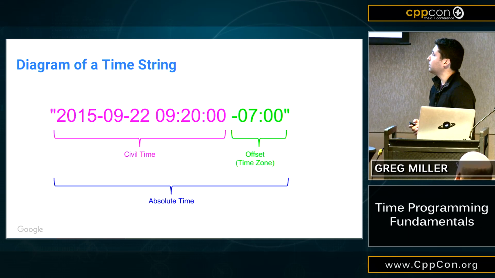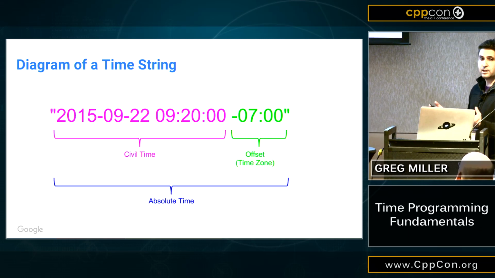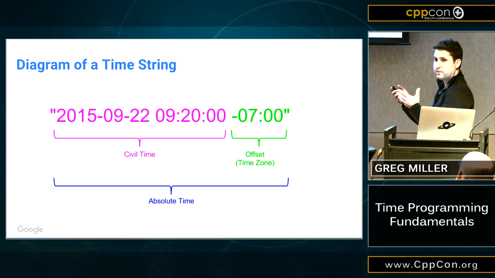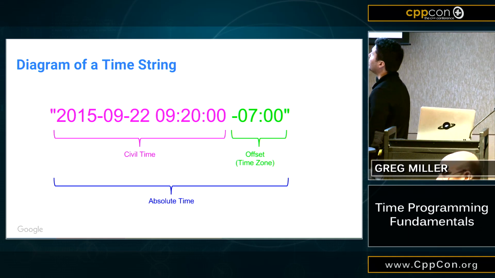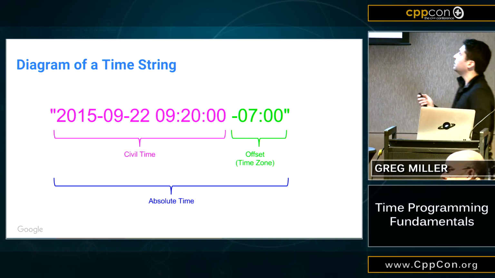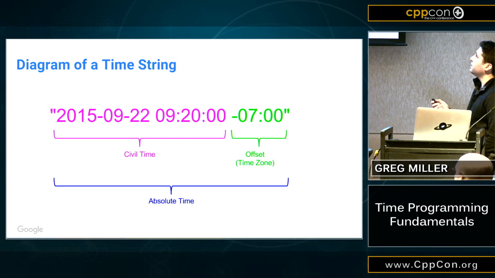And now that we have a vocabulary, let's look at a very common way we represent times in computer programs as a string. And let's just kind of figure out what's in the string. Let's diagram it. So these first 3 fields here give us a date, and here's a time. And together we know that's a civil time. It's 6 fields: year, month, day, hour, minute, second. And this green number here is a minus 7 hours here.